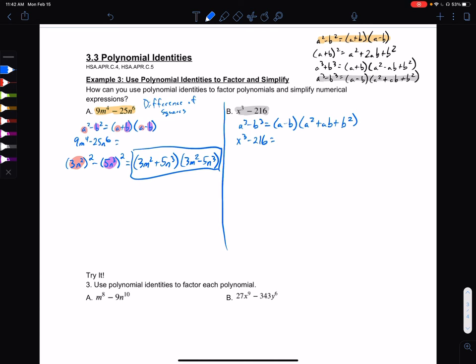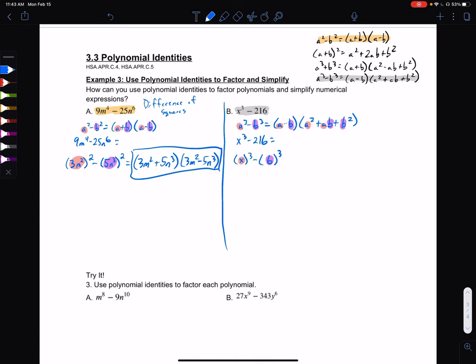The x cubed is good, that could just be x cubed. However, for the 216, I need to figure out what the cube root of 216 is. So what number to the third power gives me 216? Well, once you're familiar with cube roots, you'll realize that's 6. So 6 cubed would be 216. And now, once again, I have my a value that I can plug in, and I have my b value that I can plug in.